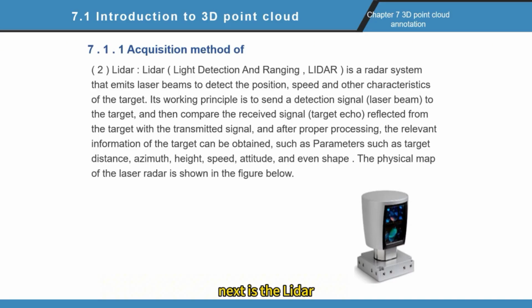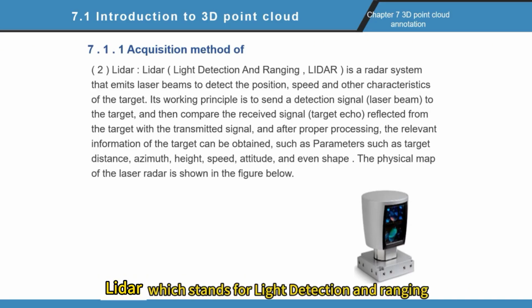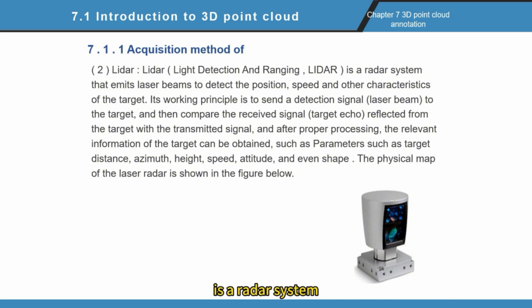Next is the LiDAR. LiDAR, which stands for Light Detection and Ranging, is a radar system. It emits laser beams to detect characteristics like the position and speed of a target. Its working principle is to send a detection signal, that is, a laser beam, to the target. Then, it compares the received signal, the target echo, reflected from the target with the transmitted signal. After proper processing, information such as the target's distance, azimuth, height, speed, attitude, and even shape can be obtained.